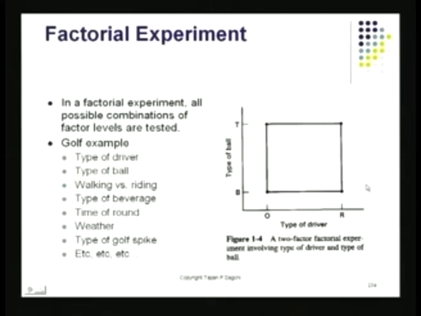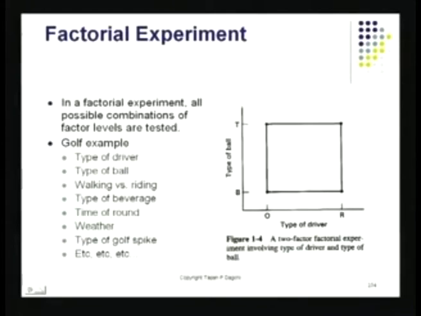Borrowing something we mentioned earlier, we should not just play one round of the game with these four different combinations. We should play multiple trials, because there may be other factors that I'm not including in my game. So let's play multiple replicates of the same game. Let's say, if we have enough money, we play four times each. We'll be playing the BO combination four times, the BR combination four times, the TO combination four times, and the TR combination four times.